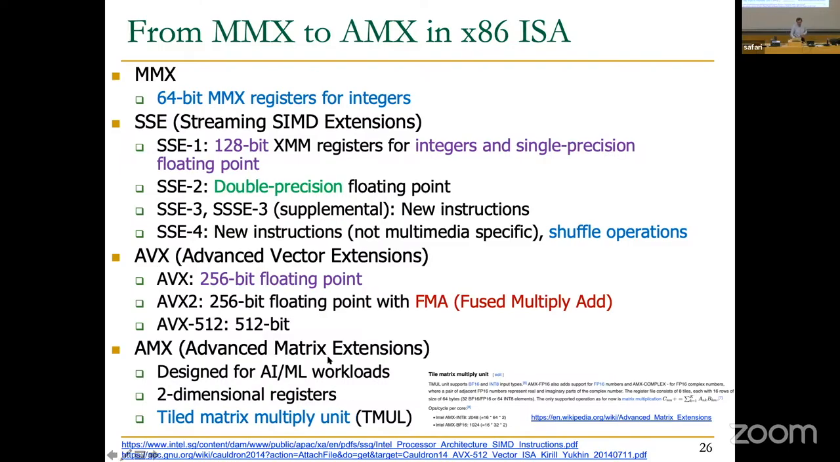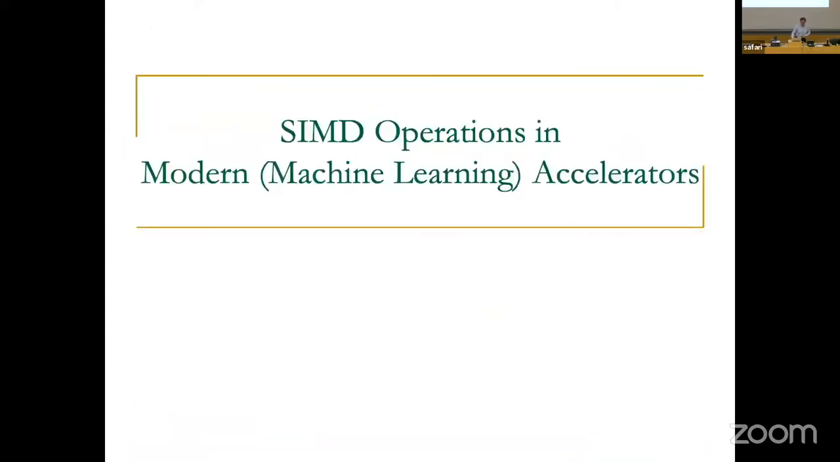And more recently, Intel introduced these advanced matrix extensions like everybody has been introducing, right? Here you have 2-dimensional registers and a tiled matrix multiply unit, and you can read about it also. Basically, this supports matrix multiplication. And we're going to see that GPUs also introduce these specialized units soon, even though they're SIMD machines. Okay, any questions? We're still talking about extensions, not GPUs yet.